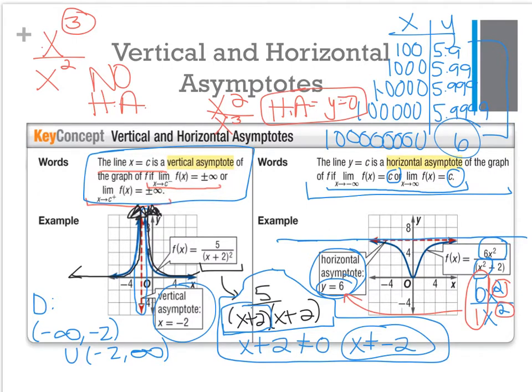You can definitely find the horizontal asymptote by determining the end behavior of the function, or you can use these rules here. If your degree is the same on top and bottom, then you divide the coefficients. If your degree is higher in the numerator than in the denominator, there is no horizontal asymptote. And if your degree is higher on bottom than on top, so higher in your denominator than in your numerator, then your horizontal asymptote is at y equals 0.